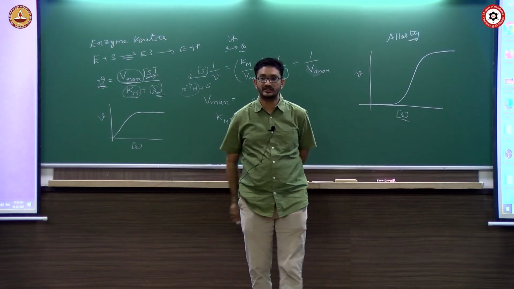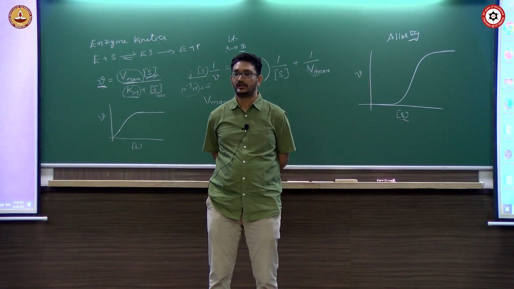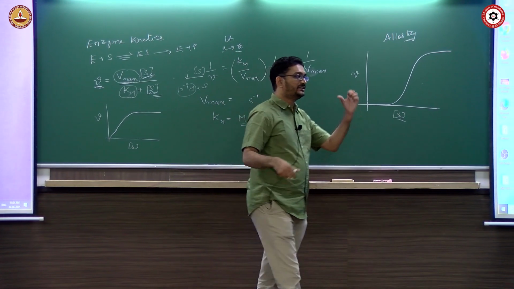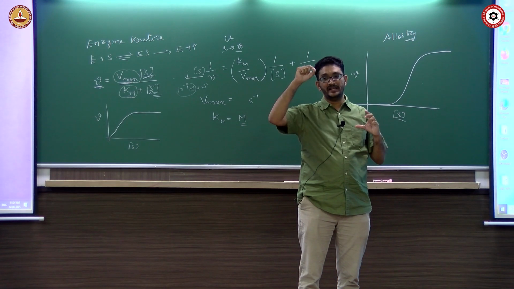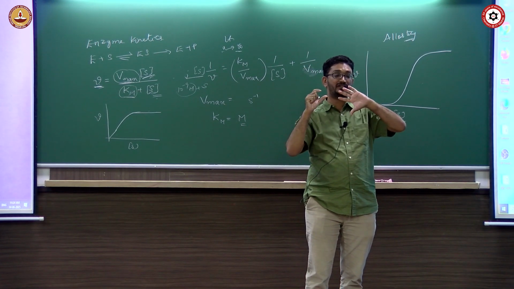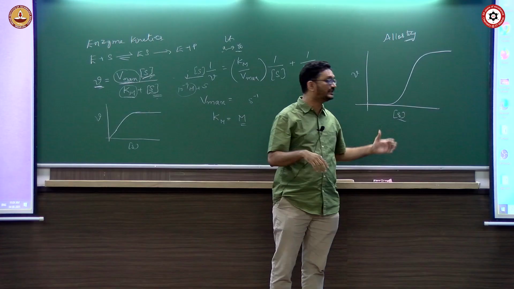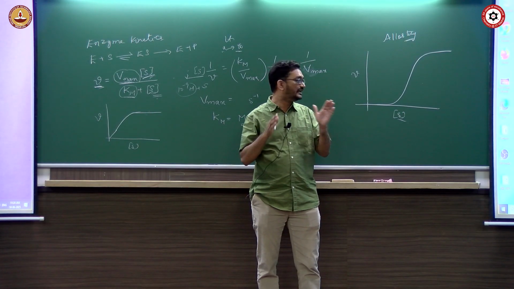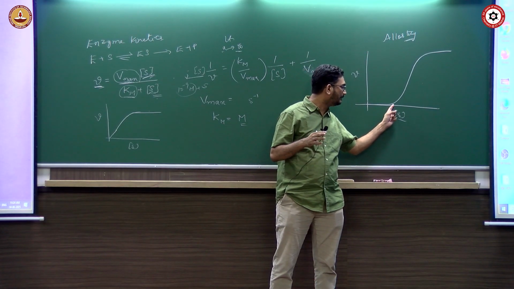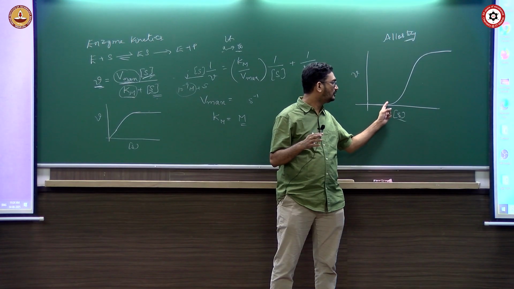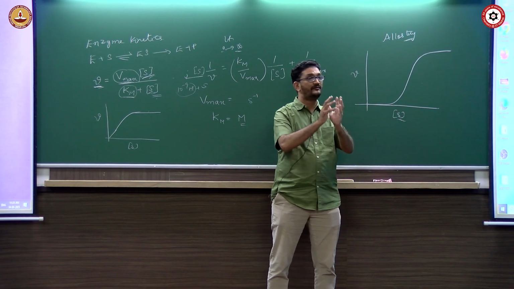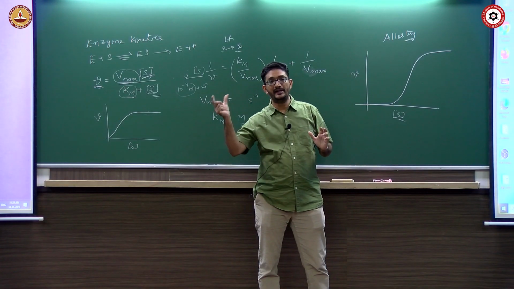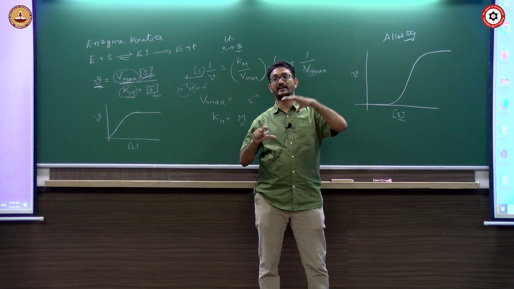Does anybody know what allostery is? Have you heard of the word allostery? Generally you have one enzyme, one substrate. But if binding of one substrate creates activity of more, so it is not linear, right? Until a certain number of substrates are bound, there is no change in the rate. But once a certain number are bound, everything gets active. That means binding of one influences the activity of the other.